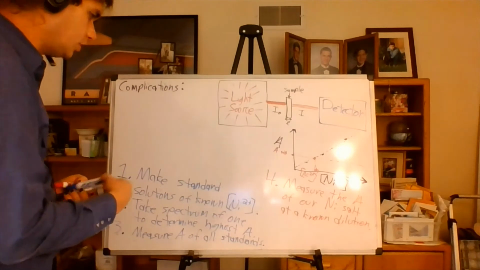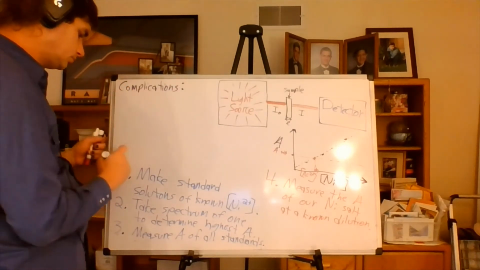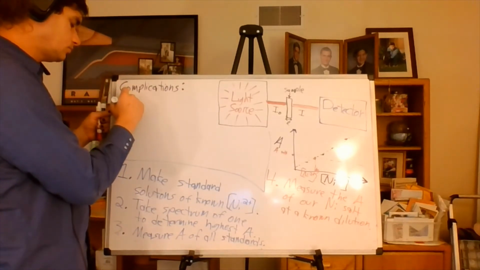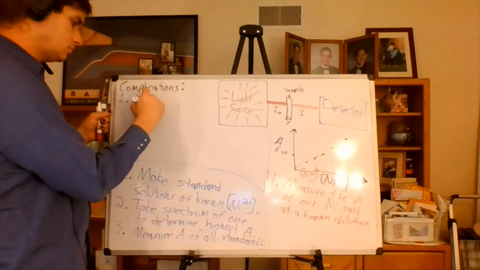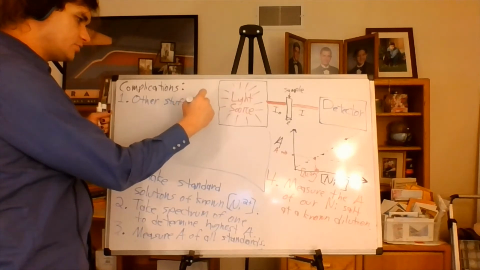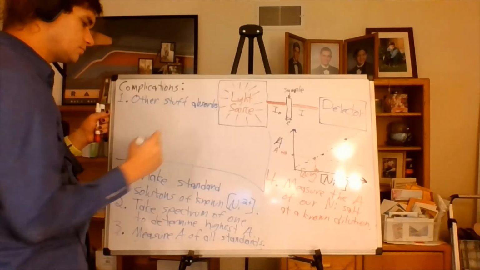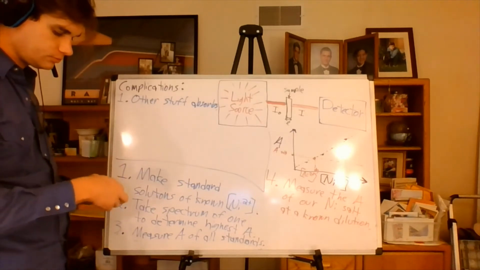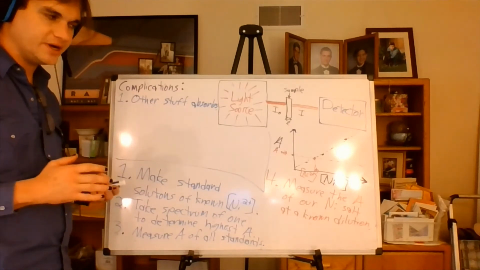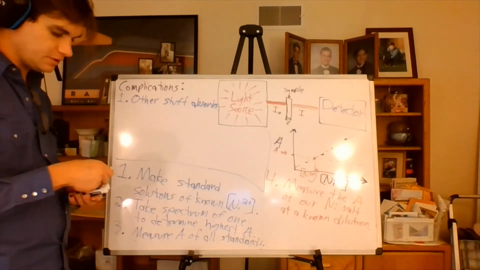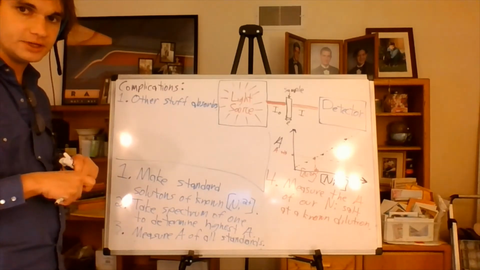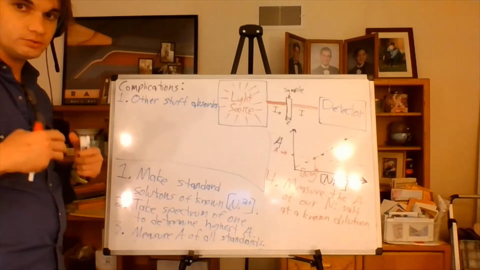All right, complication number one. Other stuff absorbs. Epsilon doesn't often go down to zero, all the way to zero. It does sometimes, but not always. So because of that, we need to take into account that other things in the solution can also absorb light.